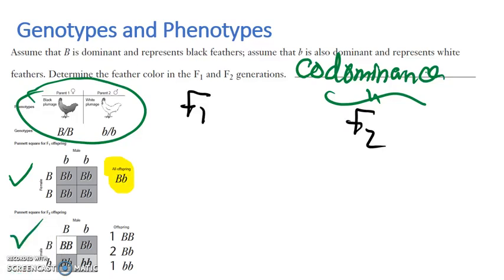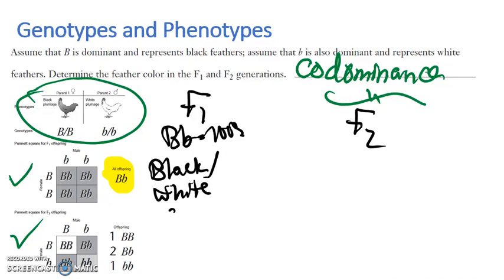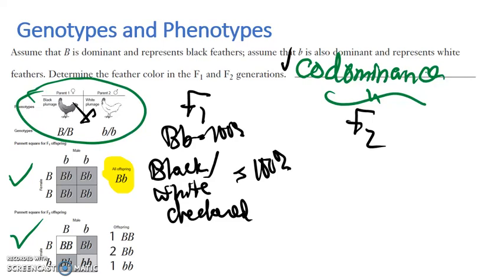For the F1, all offspring are going to be big B, little b. Since that is our genotype, and they're codominant, we're going to end up with black and white checkered chickens. So the phenotype is going to be black and white checkered. That's 100%. All the offspring between these two parents are going to be black and white checkered chickens because they're codominant. White and black are expressed equally throughout.